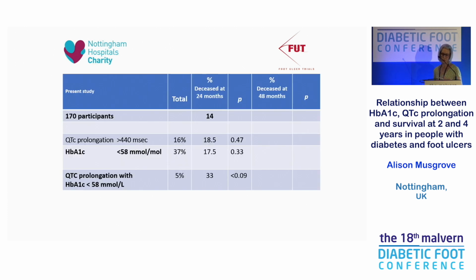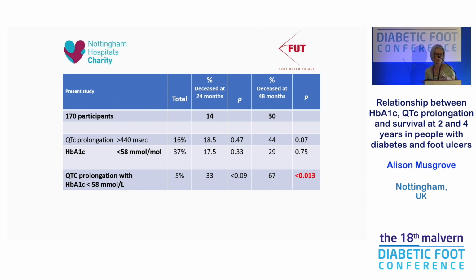Our initial 2-year data suggested no association between low HbA1c, QTc prolongation, and mortality rates. However, our very recent results from 4-year follow-up have revealed a significant association with mortality rates in those with low HbA1c and QTc prolongation combined.